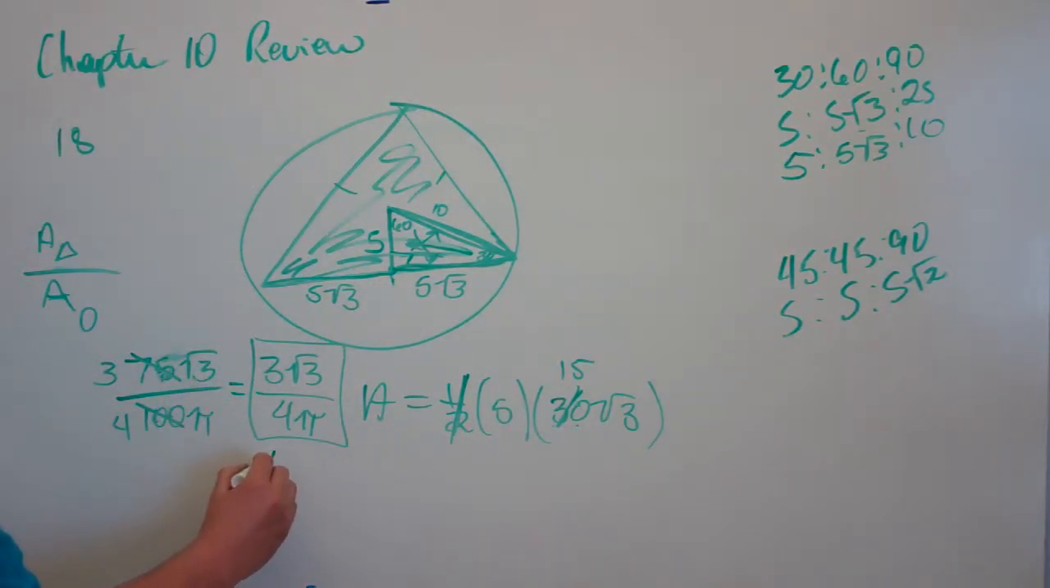So this here is the probability of hitting the shaded area, which is also the probability of hitting the triangle. Okay?